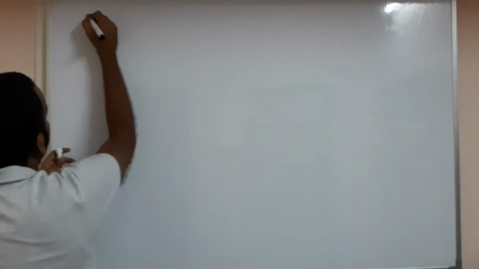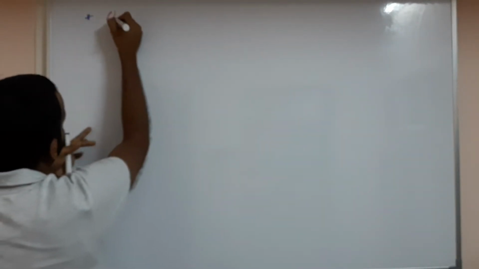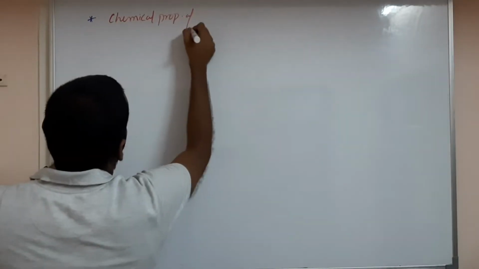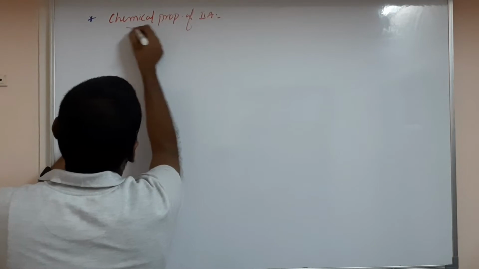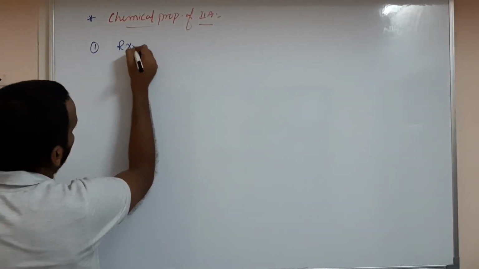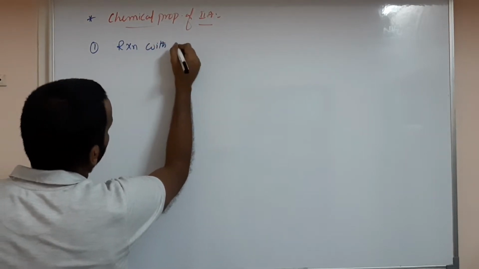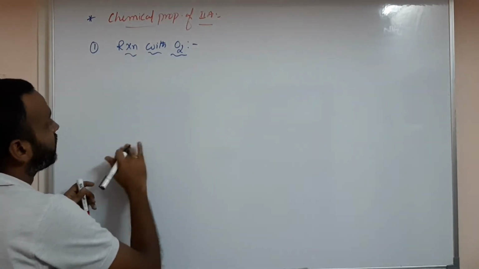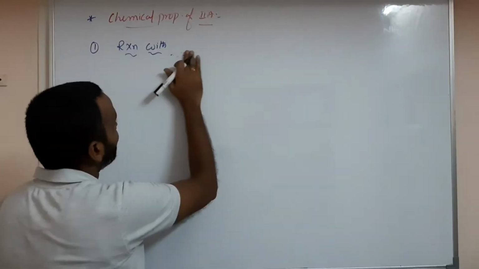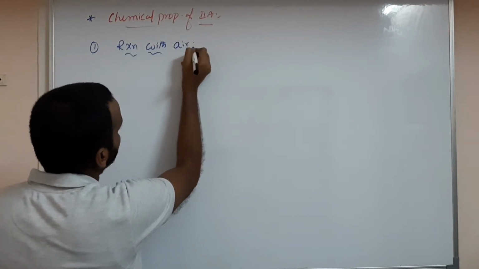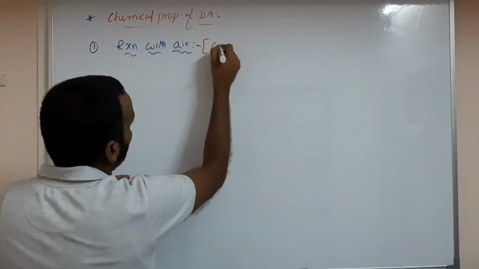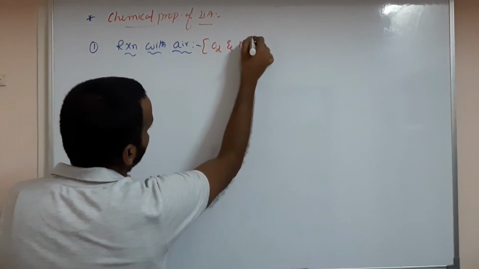So now our next concept is the chemical properties of 2A group elements. I'll just tell you normally. The first one is reaction with O2, with oxygen, or reaction with air. You can say it combined, or we can learn one by one. Reaction with air means reaction with O2 and N2.